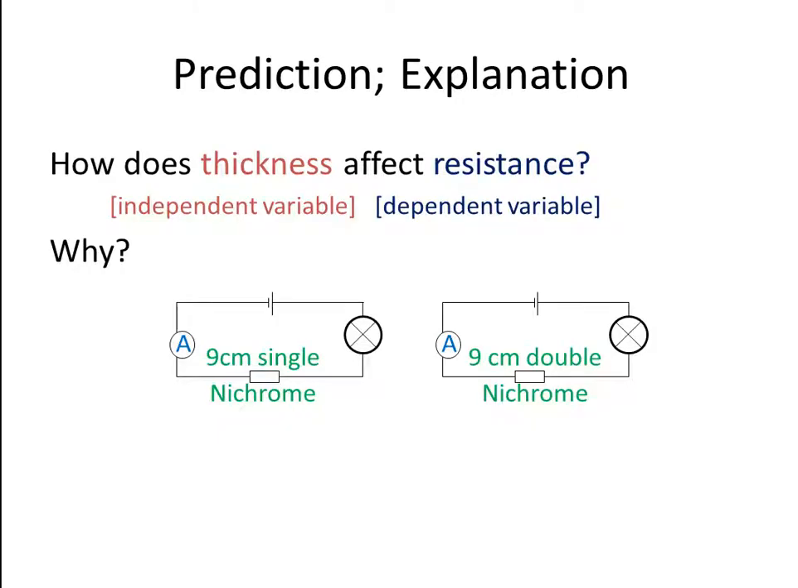So have you predicted? What are we going to see? Which bulb is going to shine brighter? Which ammeter is going to give a higher reading? And what is the answer to this question? How does thickness affect resistance? Is the thicker resistor more resistant or less resistant? And why do you say what you say?